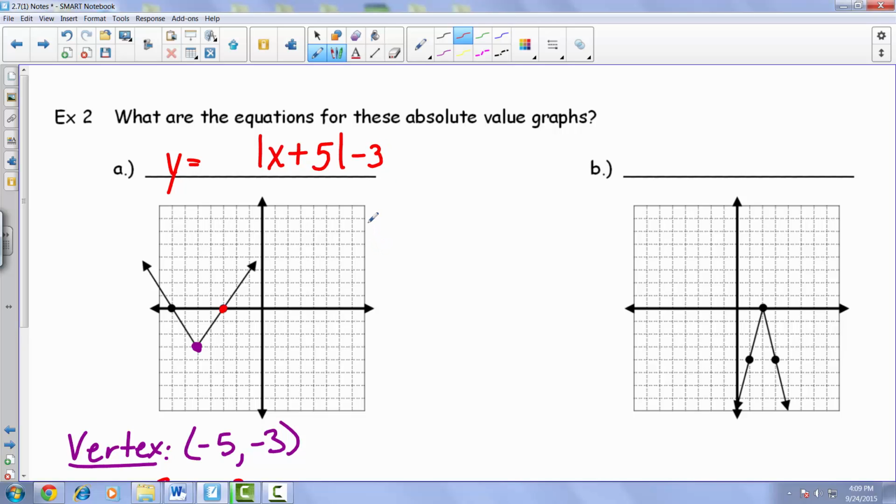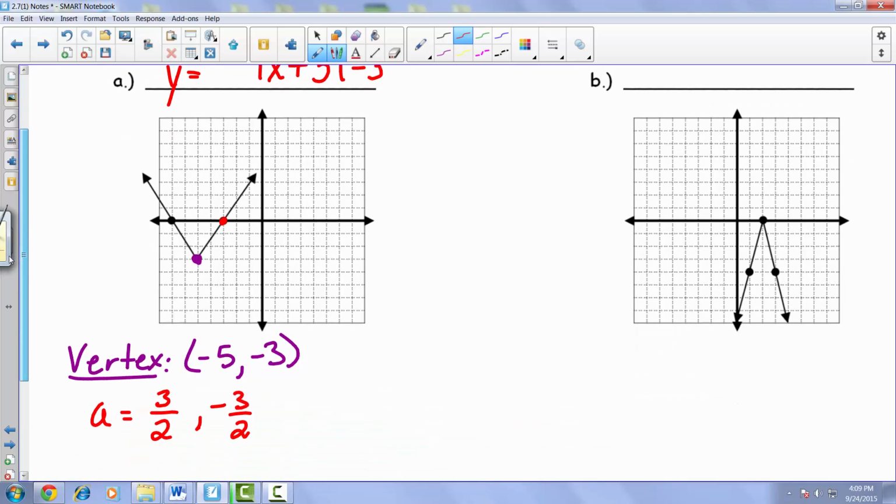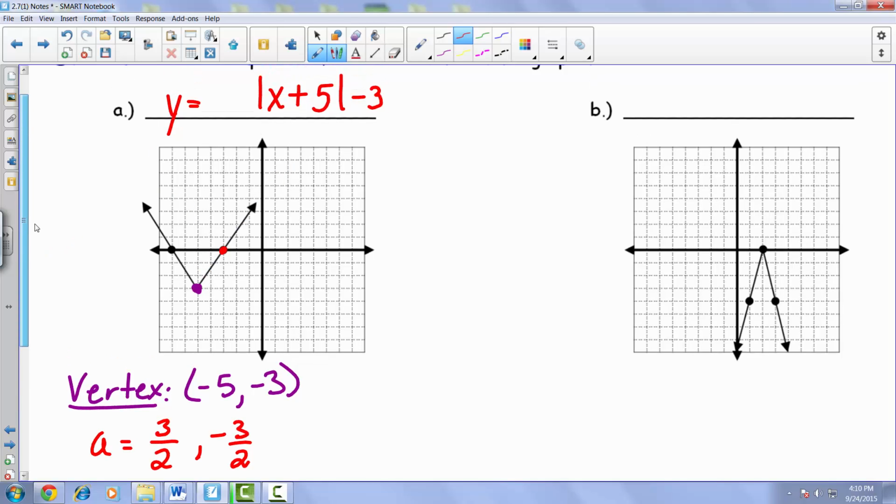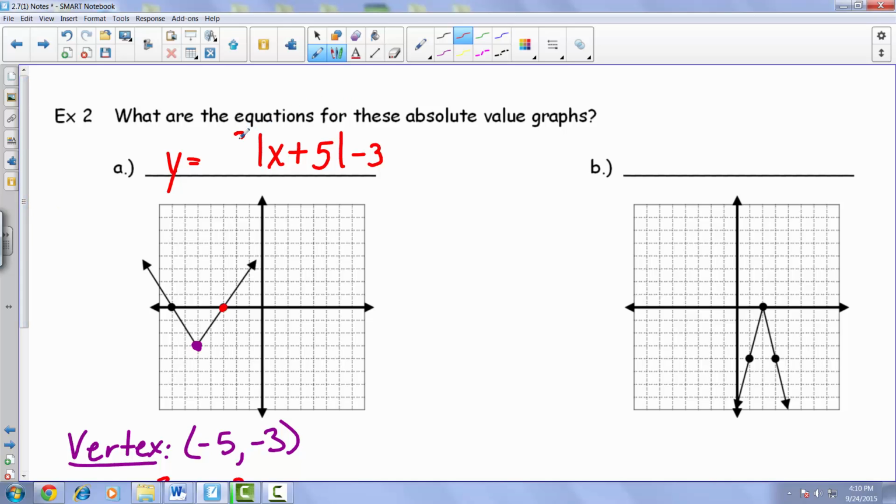Now for the slopes, again, that's controlled by our a value, which is in front of our absolute value. Well, here they are. We're going to use the positive 3/2, again, because our v is opening upwards. It's opening up positively. So we have y is equal to 3/2 times the absolute value of x plus 5 minus 3. That would be our equation for this first one.